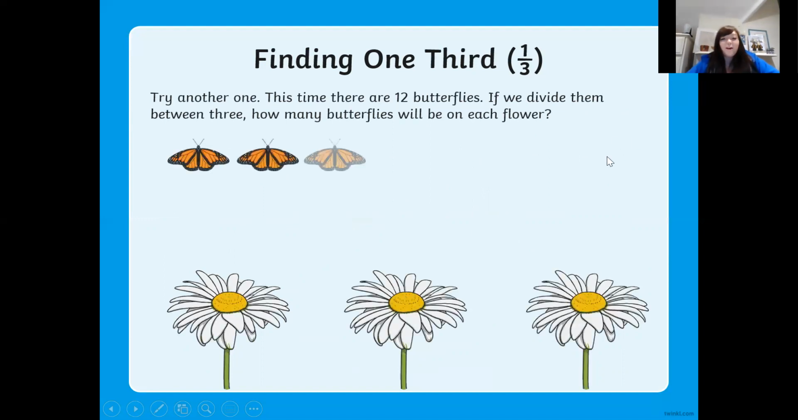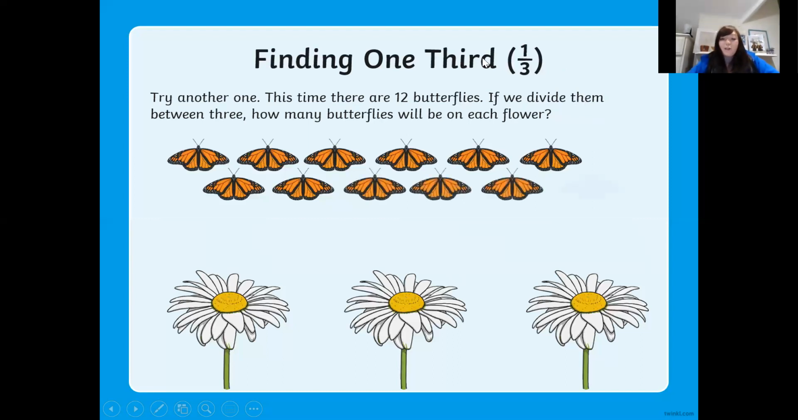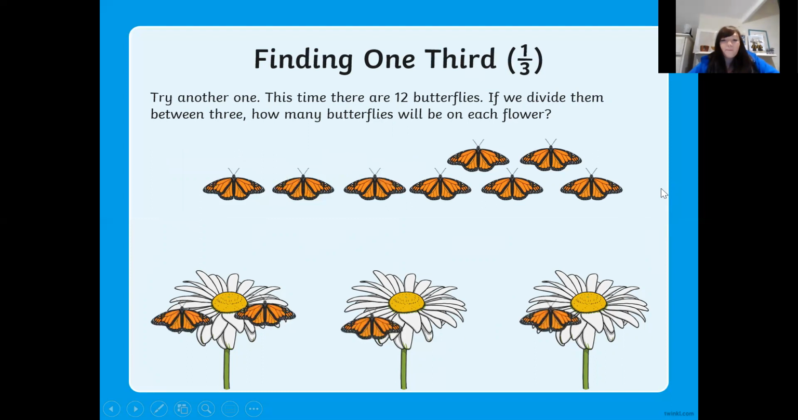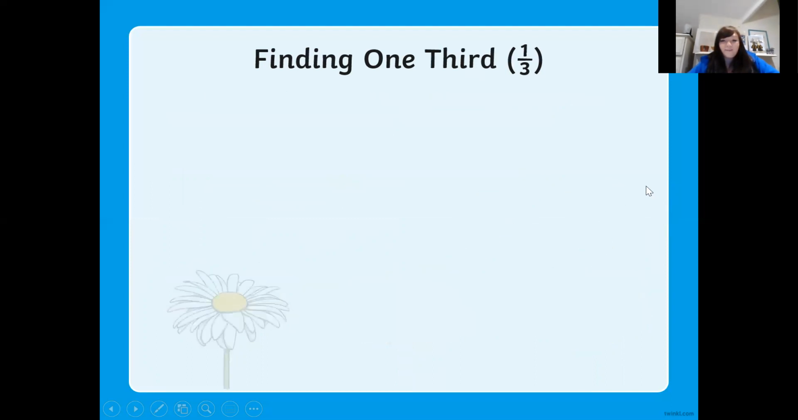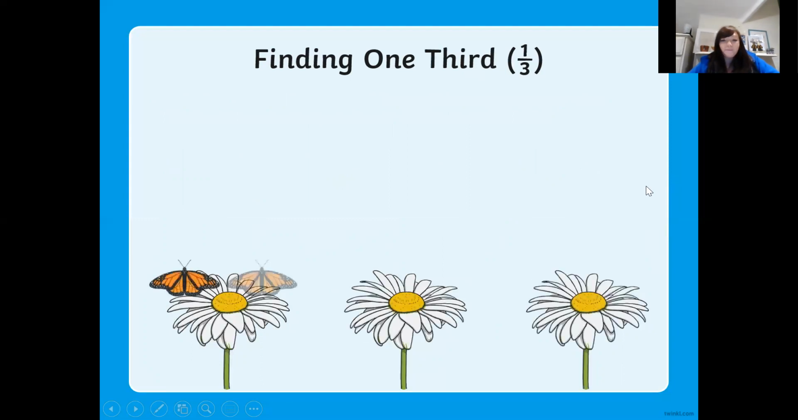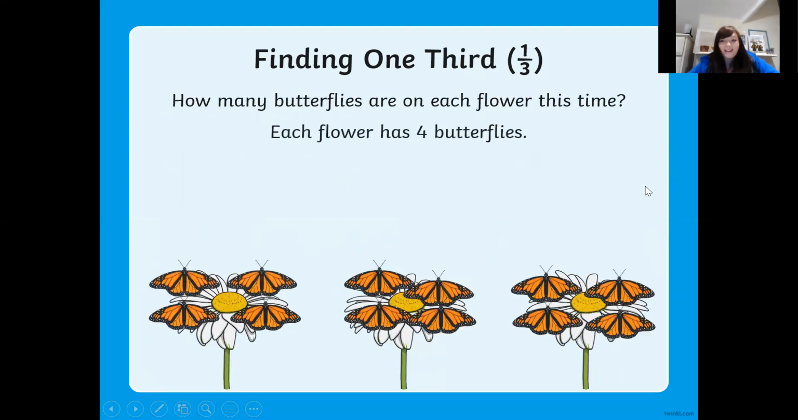Here we go, we have 12 butterflies and you're finding 1/3. So you're doing 12 divided by 3. How many butterflies does each flower have? Each flower has 4 butterflies. So 1/3 of 12 is 4.